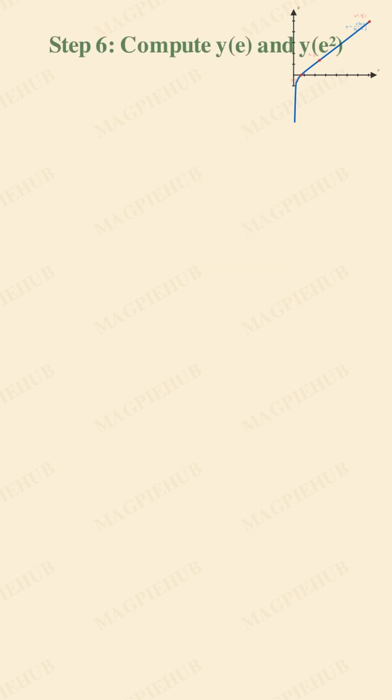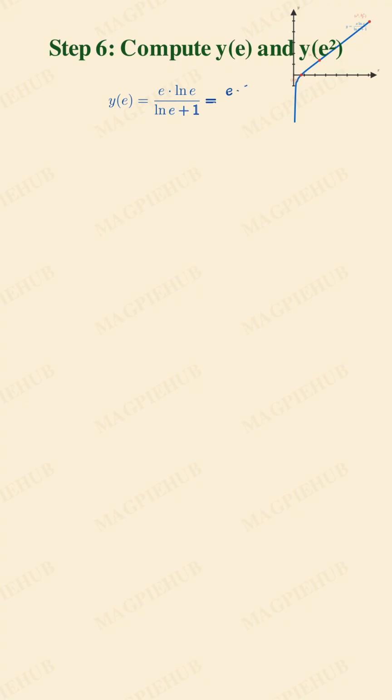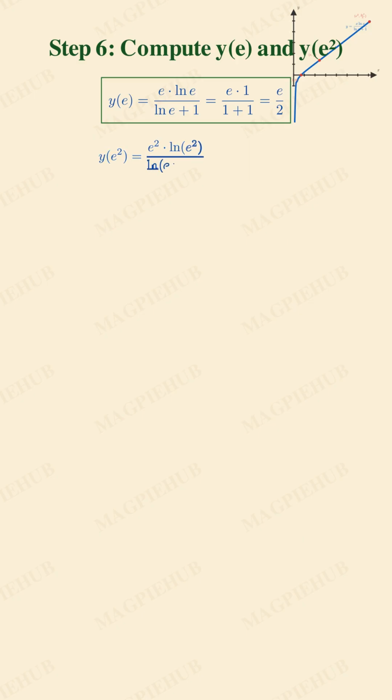Step 6, now we compute the required values. y of e equals e times natural log e over natural log e plus 1. Since natural log of e is 1, this gives e times 1 over 1 plus 1, which is e over 2. Similarly, y of e squared equals e squared times natural log of e squared over natural log of e squared plus 1. That is e squared times 2 over 2 plus 1, which is 2e squared over 3.